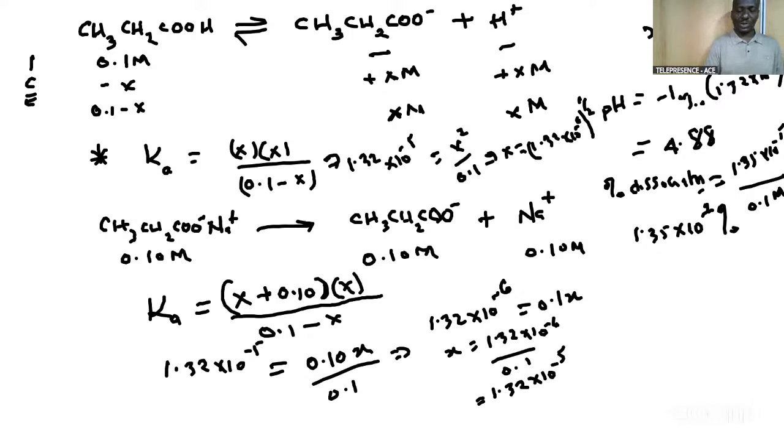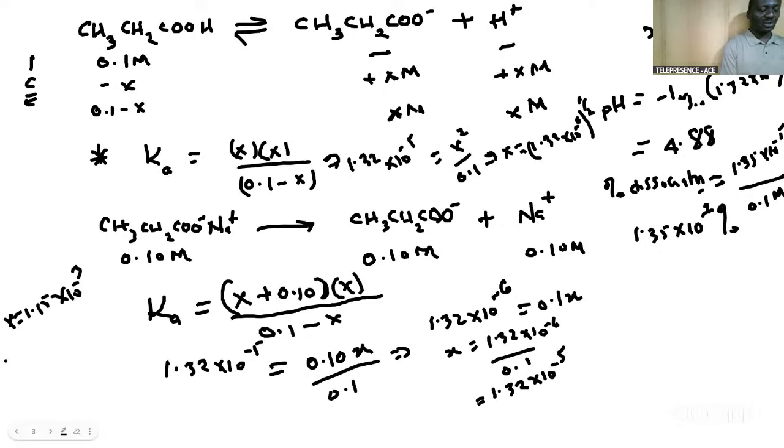So we're going to have the square root of 1.32 times 10 to the power of minus 6, and that will give me 1.15 times 10 to the power of minus 3. All right, so my x is 1.15 times 10 to the power of minus 3.